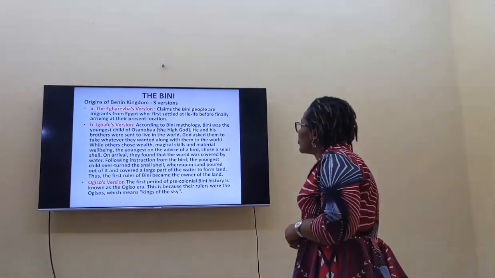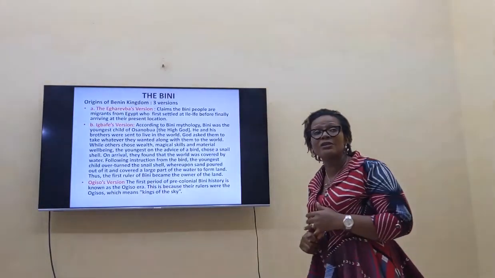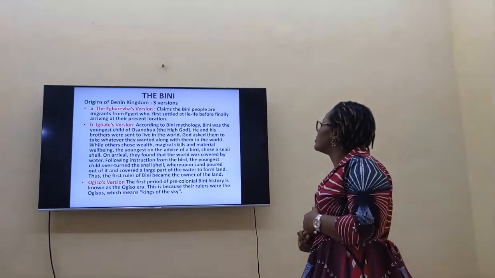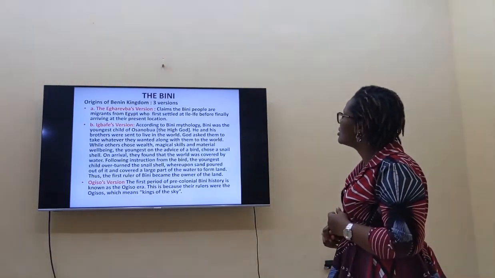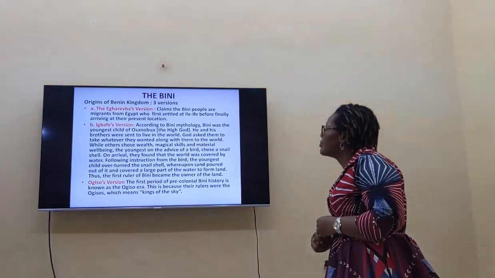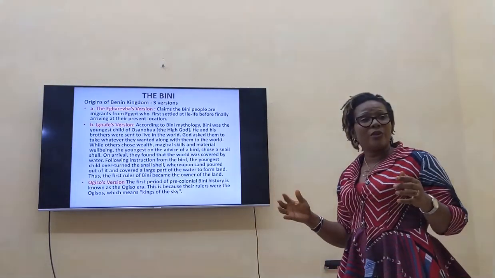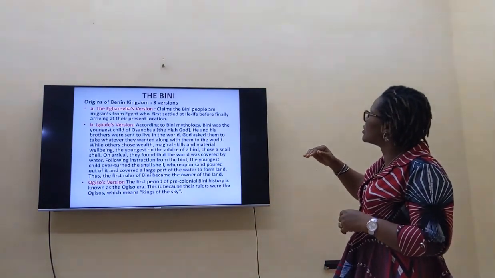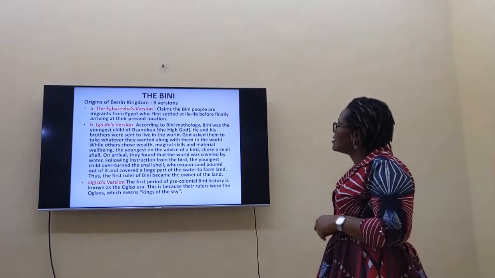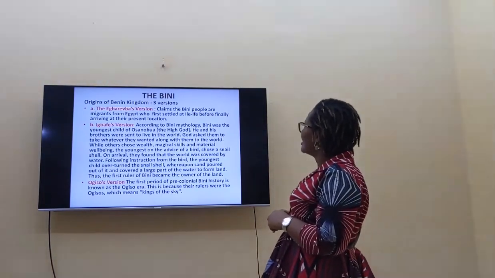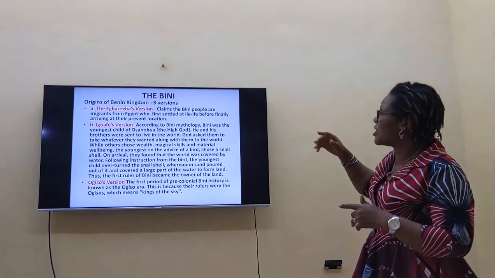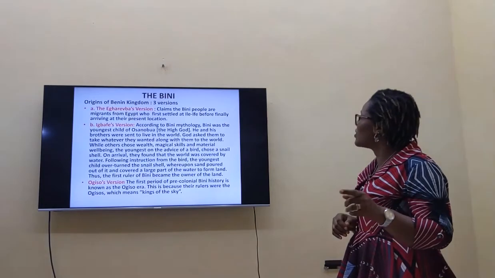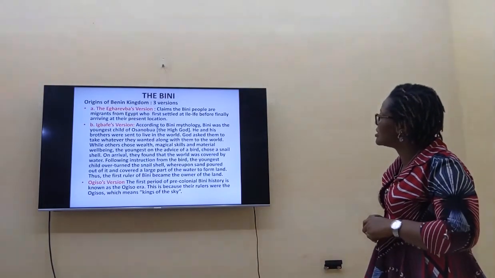Then the Benin people. Remember, we are looking at the first three major ethnic groups in southern Nigeria. We've talked about the Yoruba. Now we are looking at the Benin. Origin of the Benin Kingdom. Just like I said with the Yoruba people, they have many versions. But in this subtopic, we'll be looking at three versions only. The Eweka version claims that the Benin people are migrants from Egypt who first settled at Ile-Ife before finally arriving at their present location, which is Benin.